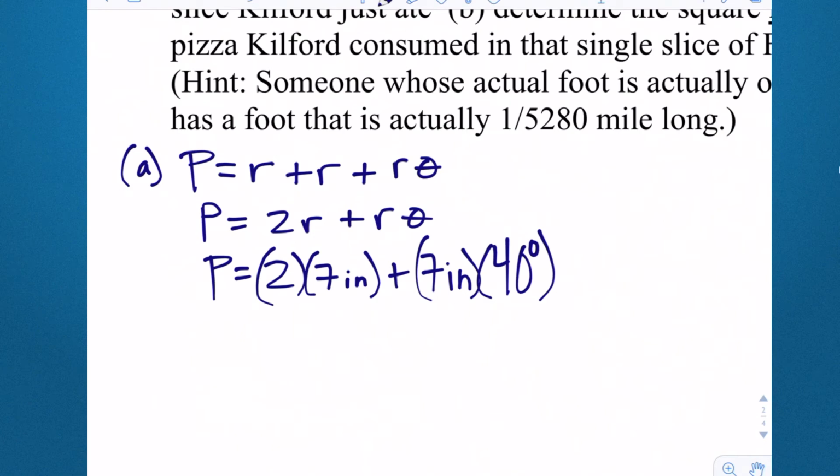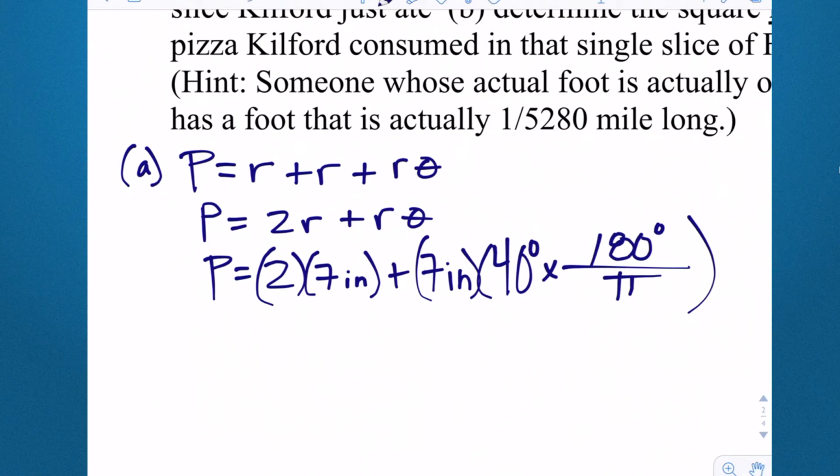All right, so if I added these together, are the units going to match? We have inches plus inches times degrees. That doesn't work. So what do we have to do with the 40? We have to convert it to radians. And you can do it right there in the problem by multiplying by 180. No, 180 over pi, is that right?